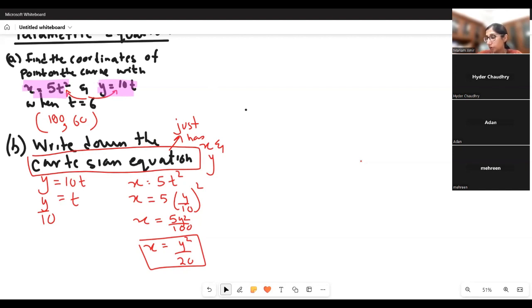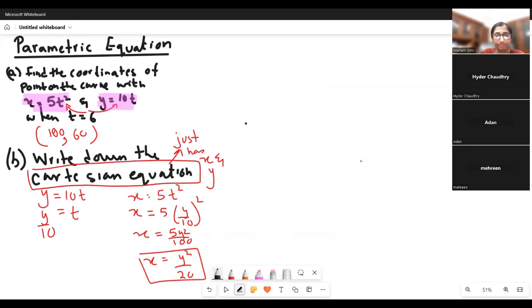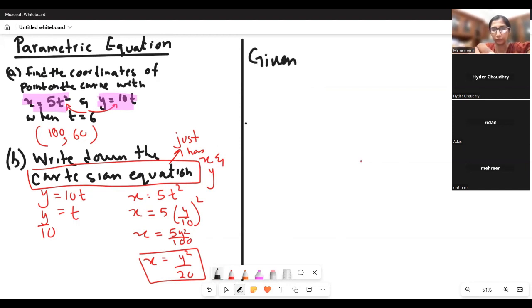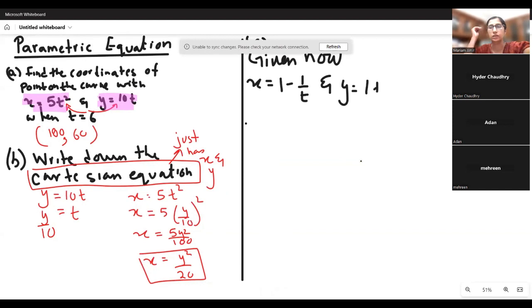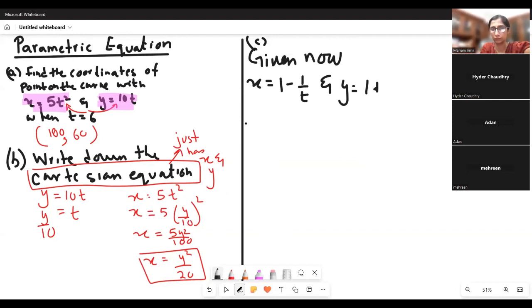Find the coordinates of the point on the curve when x is equal to 3. In fact, let me just change the statement. That's part C. Given now x equals 1 minus 1 by t and y equals 1 plus 1 by t. The board needs to refresh. So find the coordinates of the point on the curve when x equals 3.